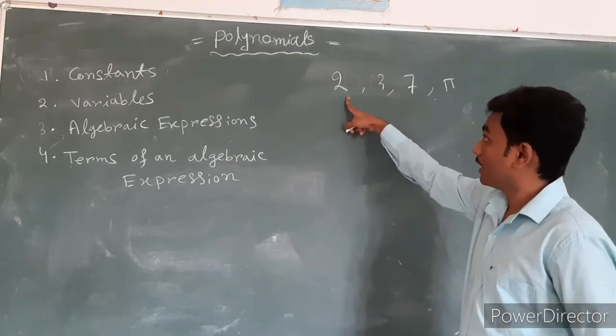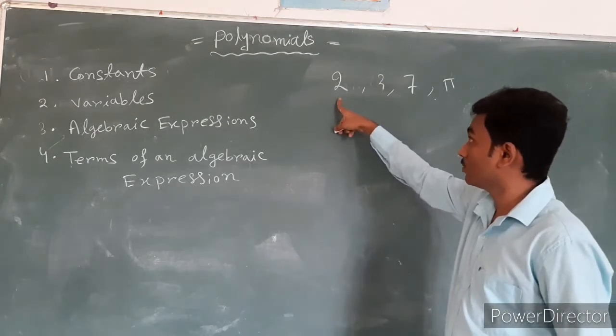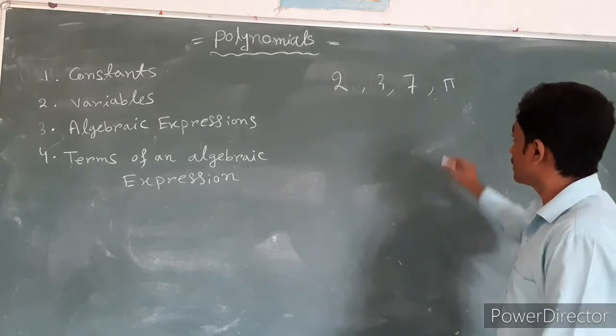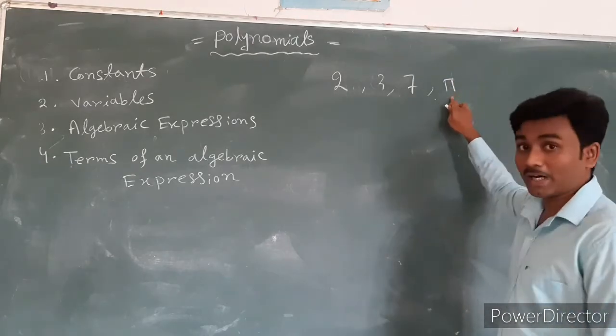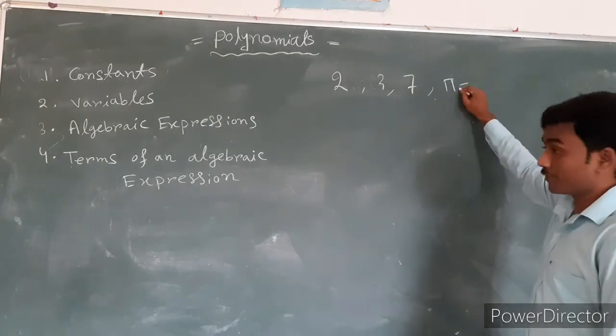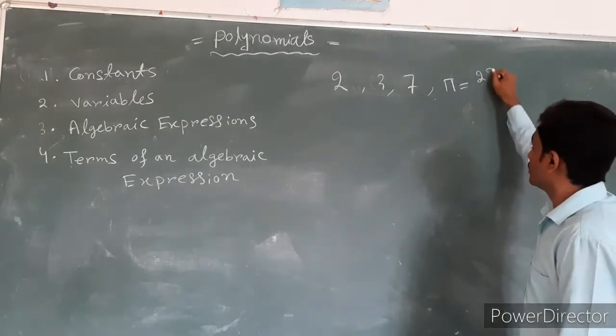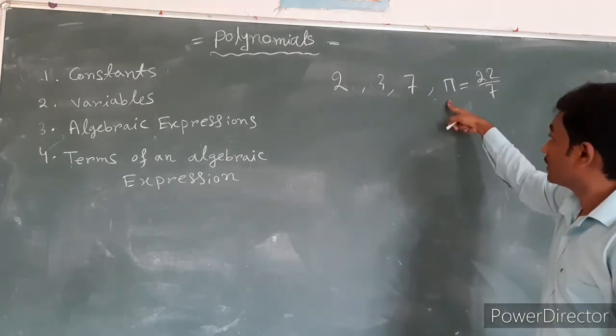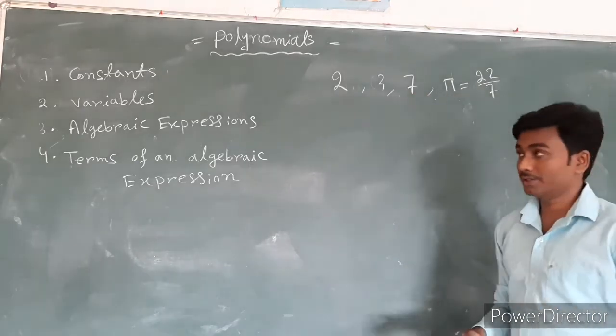So this symbol has a fixed numerical value, that is 2. So 2 is a constant. Pi, the symbol pi is also constant because pi has a fixed value, that is 22 upon 7. So the symbol pi is a constant.